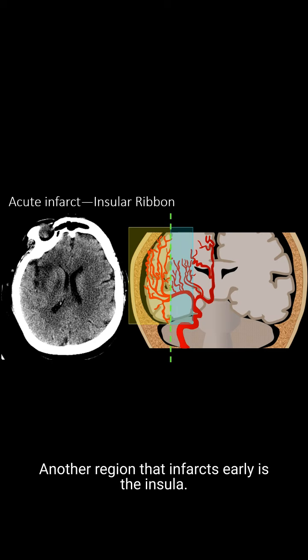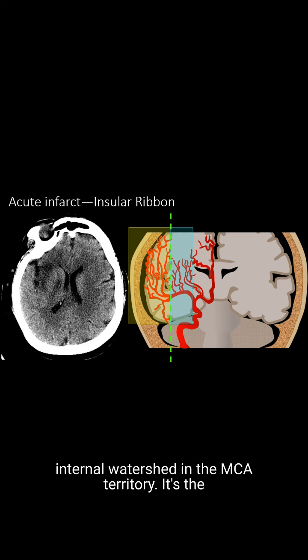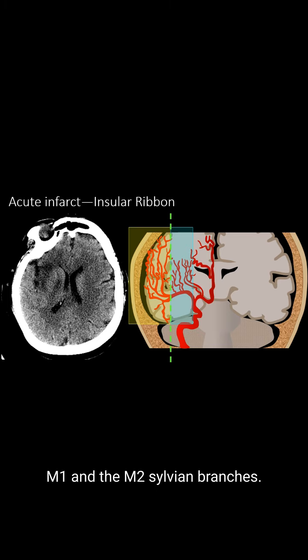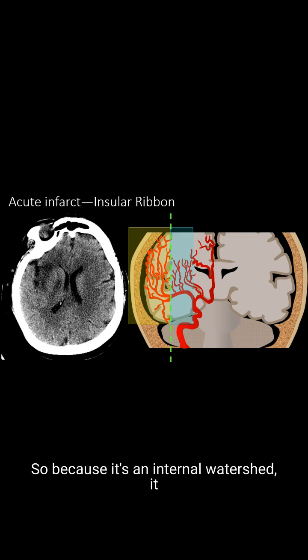Another region that infarcts early is the insula. This is because the insula is actually an internal watershed in the MCA territory. It's the watershed between the lenticulostriates off of the M1 and the M2 sylvian branches. So, because it's an internal watershed, it will infarct relatively early with low blood supply.